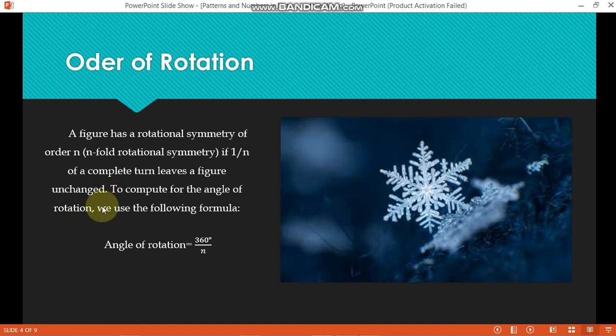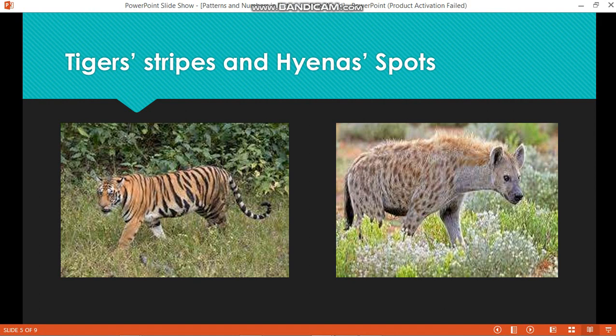To compute for the angle of rotation, we use the following formula. Angle of rotation is equal to 360 degrees over n. Now remember, n is the n-fold rotational symmetry. Okay. Now, this is commonly seen in snowflakes. It can also be seen in starfish.